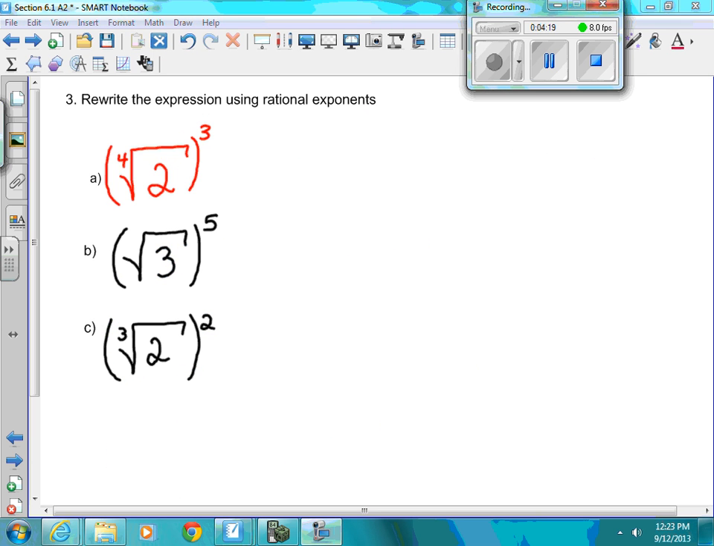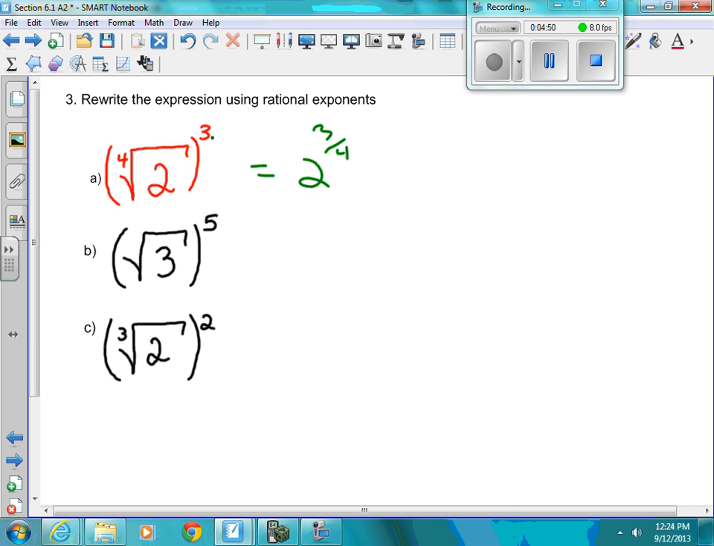So now we're going to go the other way. We're going to have a radical expression, and I want you to rewrite it using rational exponents. So let's reverse this. Let's look at example A. The 4th root of 2 to the 3rd power. The root is the denominator. 2 is inside, so that's the base. So 2, 4 is the denominator because that's the root, and the power outside here, 3, that's the numerator of the fraction. So 2 to the 3/4 power.